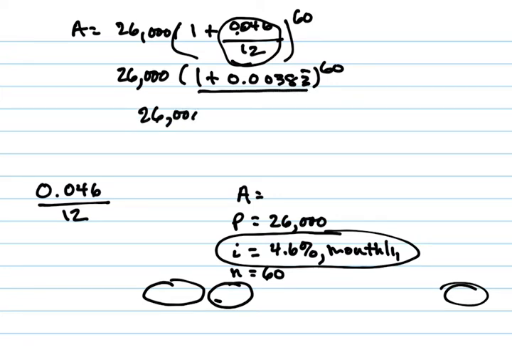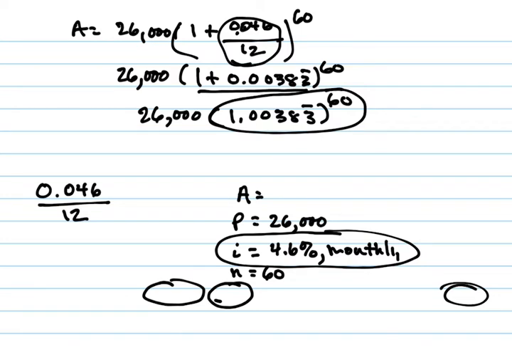So we get 26,000 times 1.00383, repeating, raised to the 60th power. Then we'll take care of that exponent. Remember, the exponent is always next. This multiplier out front is always last. So we'll do the exponent next. So 26,000 times, raising that to the 60th power.